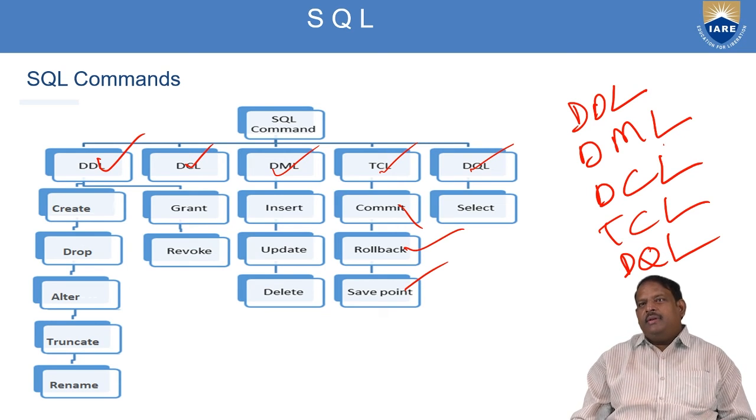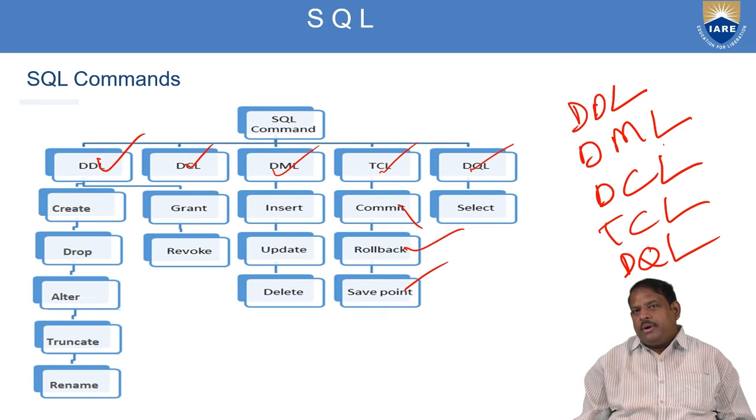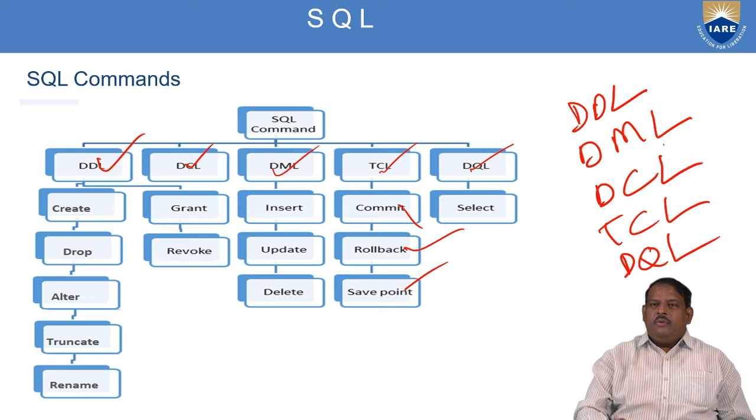In the DDL we have 5 commands. This is used to define structures. That means defining the data. So we have create, drop, alter, rename, and truncate. And in the DML we have 3 commands: insert, update, and delete. And we also have 2 commands in data control language. Those are grant and revoke. And in the TCL we have 3 commands: commit, rollback, and save point. At last we have only one statement, the select statement.